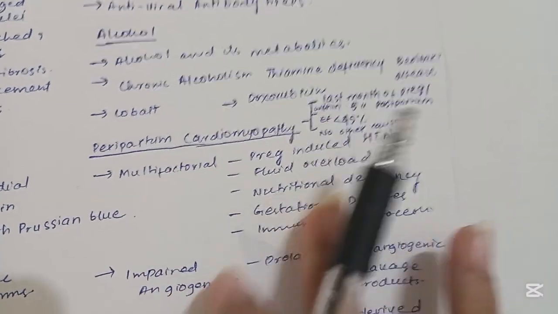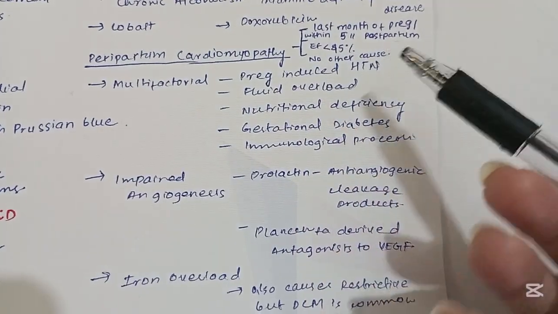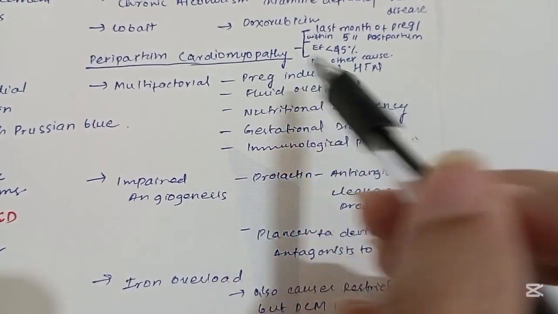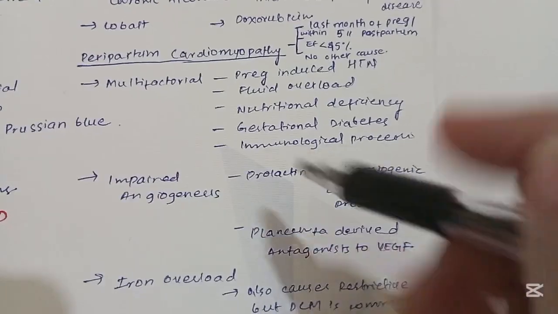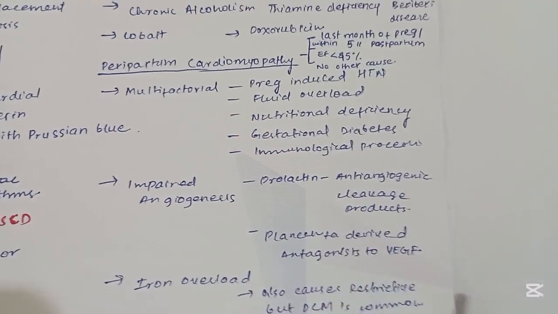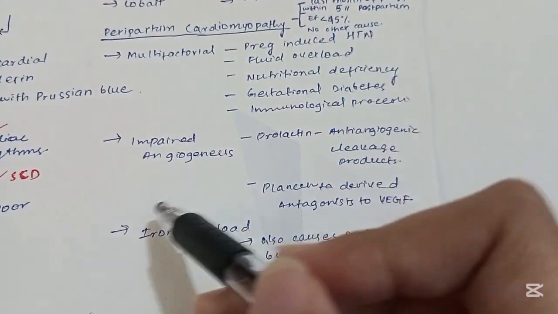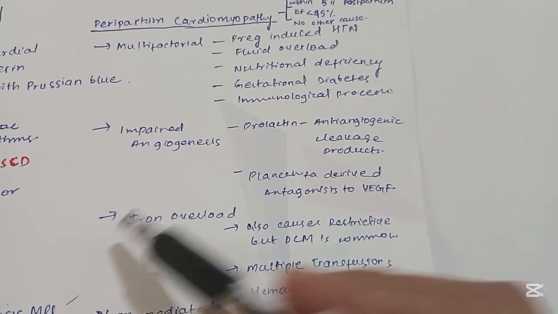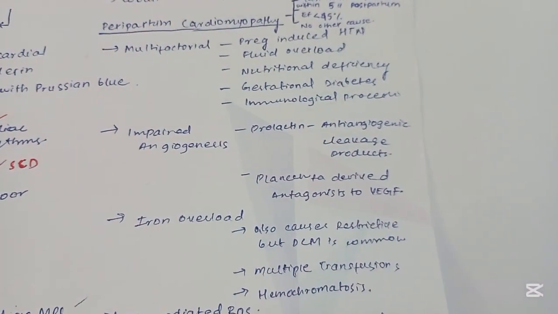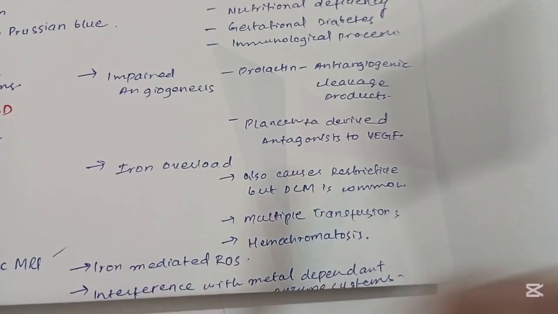Next, we have peripartum cardiomyopathy, and it is multifactorial. Here, the cause can be pregnancy-induced hypertension that occurs in some patients. Similarly, fluid overload, nutritional deficiency, gestational diabetes, and immunologic processes can cause dilated cardiomyopathy. Similarly, impaired angiogenesis can also be a cause of dilated cardiomyopathy. Next, iron overload.